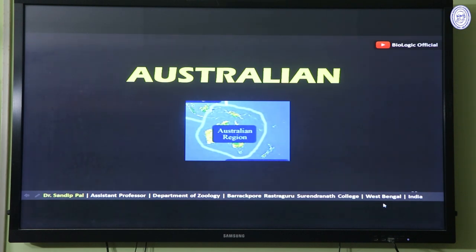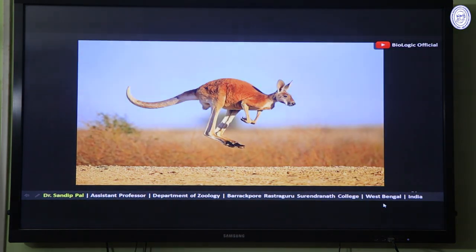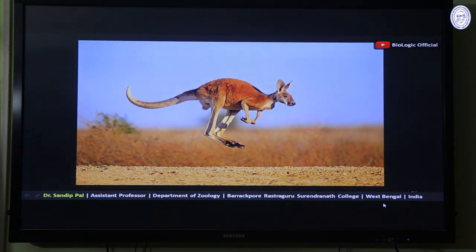Next, start with the characteristic fauna, that is mammals. So Australia is the land of marsupials. The first one, you all know, this is kangaroo. So which mammals are called marsupials? Those having marsupium, that is a pouch-like structure carrying the babies or offsprings. So all these mammals of Australian realm have that marsupium, that is why they are called marsupials. So this one is kangaroo.